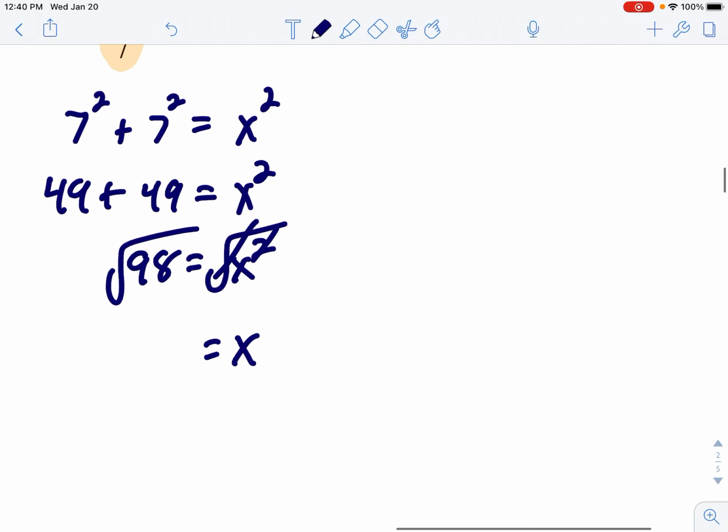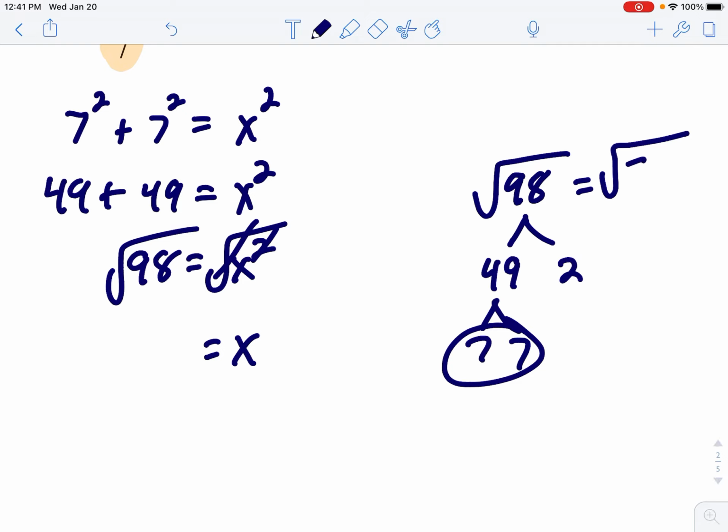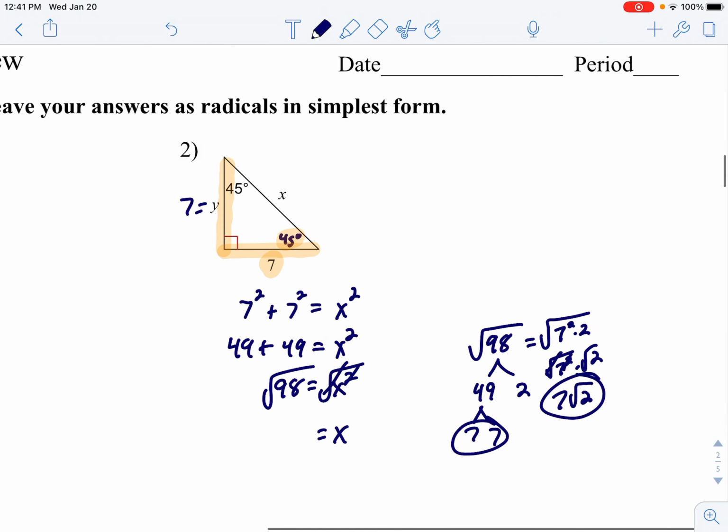98 is not a square number, but you can simplify it into 49 times 2, and 49 is 7 times 7. We've got a pair of 7s there, so this becomes the square root of 7 squared times 2, which is the square root of 7 squared times the square root of 2, and then the square root and the square cancel, and you get 7 radical 2. So this side there, I just did the math and found the answer, it's 7 radical 2.